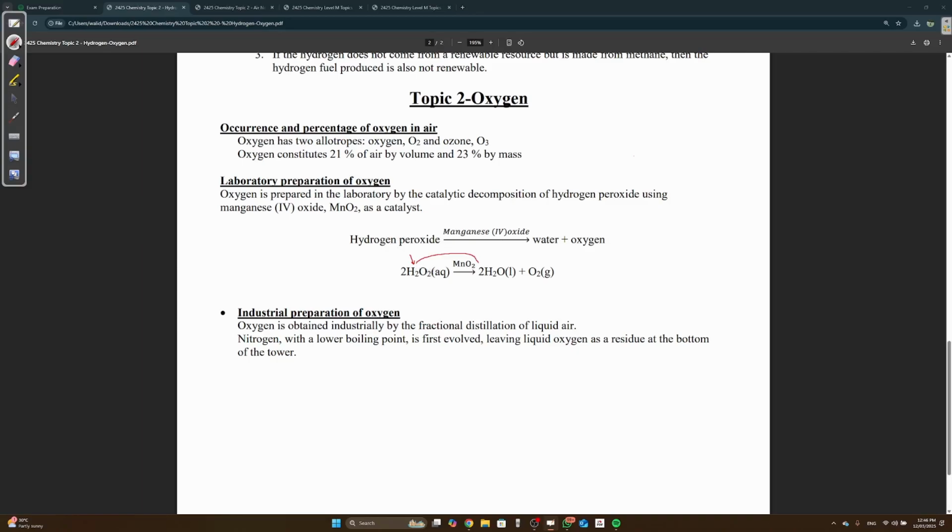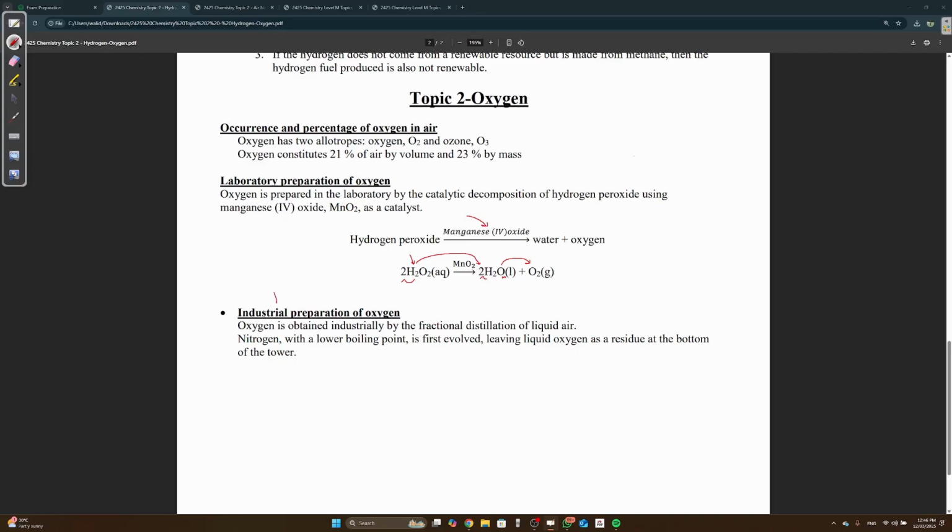When it's broken down, you get water, and there's still one oxygen left over, so it goes out as O2. To balance it, you put 2 and 2. You should know that it's catalytic, not thermal, because they ask this. Catalytic decomposition. What is the catalyst? Manganese oxide. Very easy.